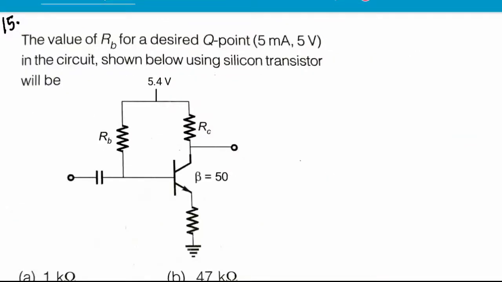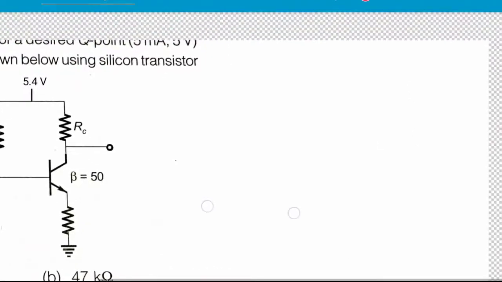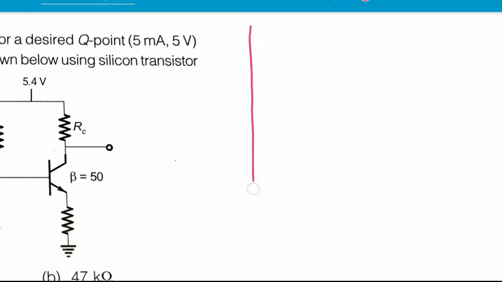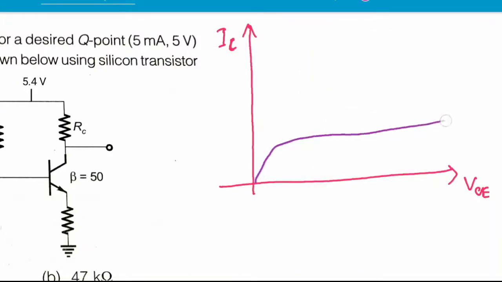Next question: the value of RB for a desired Q point of 5 milliampere, 5 volt in the circuit shown below using a silicon transistor will be. What is Q point? First thing, Q point is the operating point. Suppose this is VCE and this is IC, for common emitter configuration. This is the output characteristic.